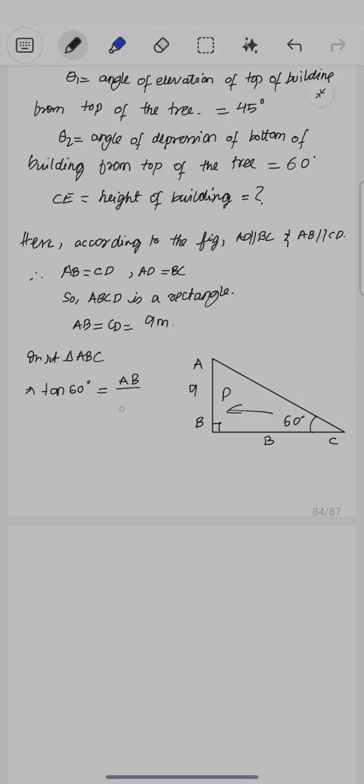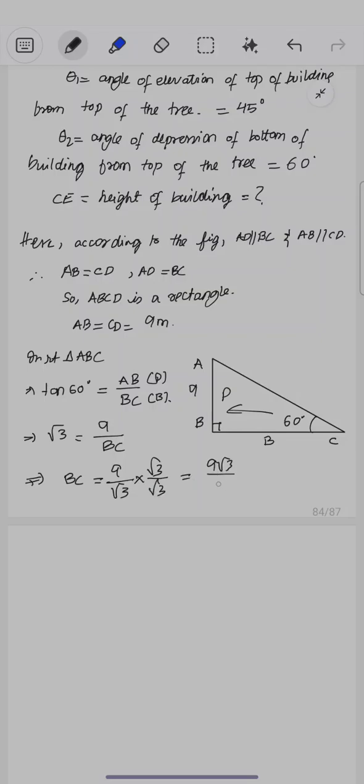AB by BC, tan. Perpendicular by base, the value is root 3, AB is 9, and BC we have to find. Solving for BC gives 9 by root 3. So rationalize, multiply by root 3 by root 3.